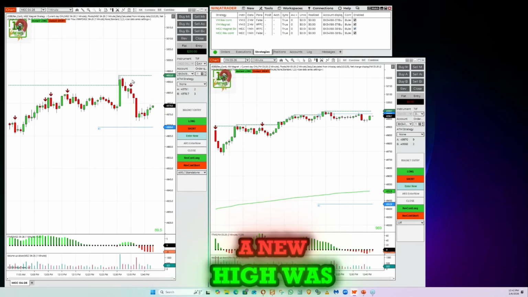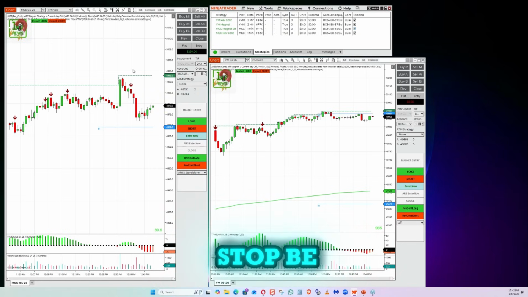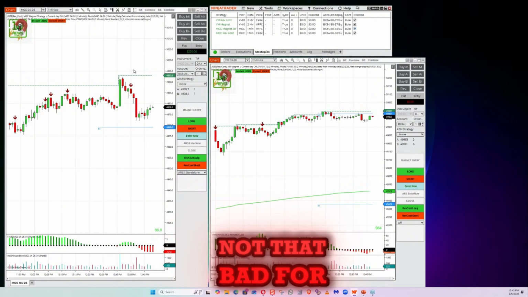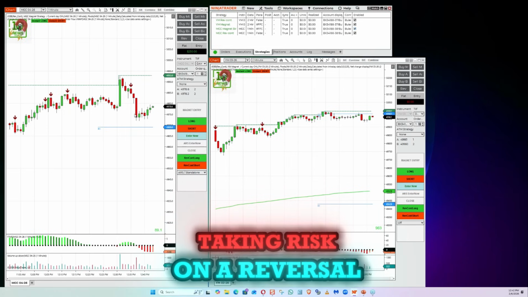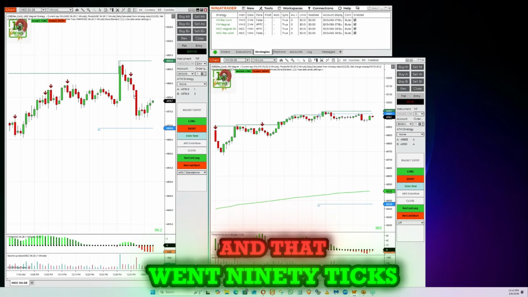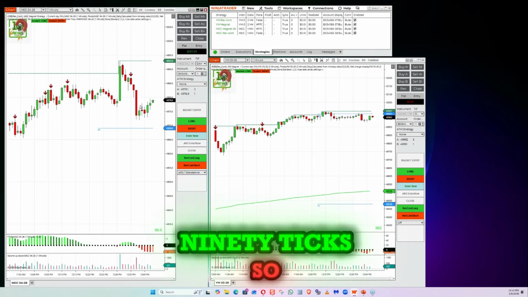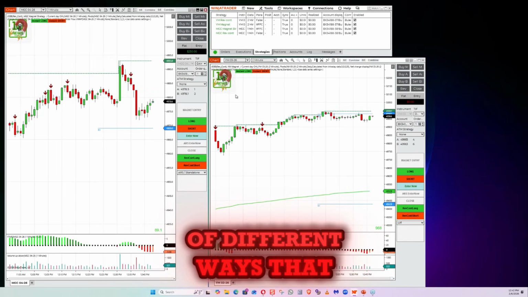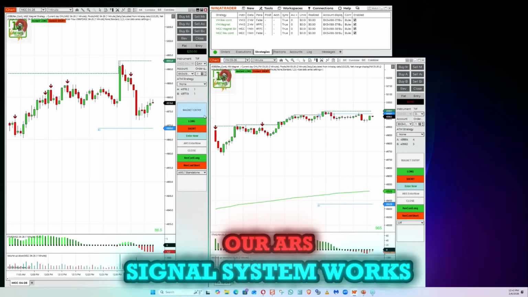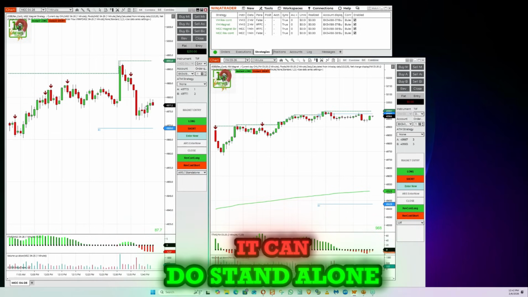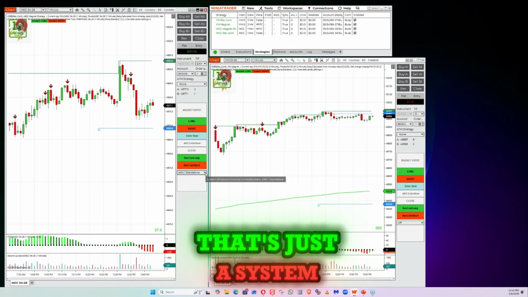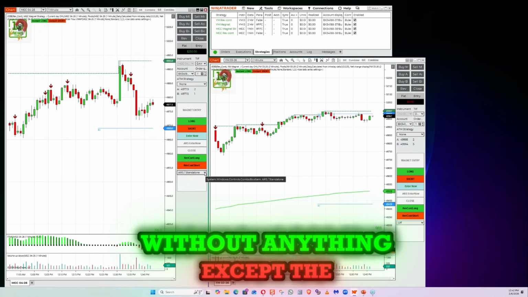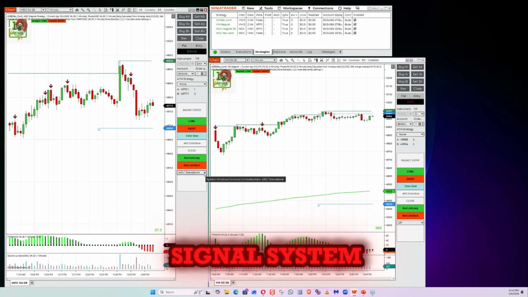It was the right time to take a short. A new high was made. Where would my stop be? Above the new high. Not that bad for taking risk on a reversal. And that went 90 ticks. 90 ticks. So we have a variety of different ways that our ARS signal system works. It can do standalone ARS signals. That's just a system where you're just taking our signals without anything except the signal system.